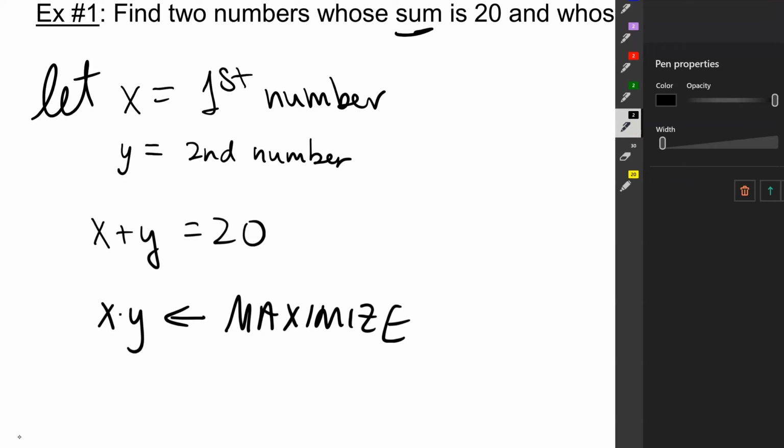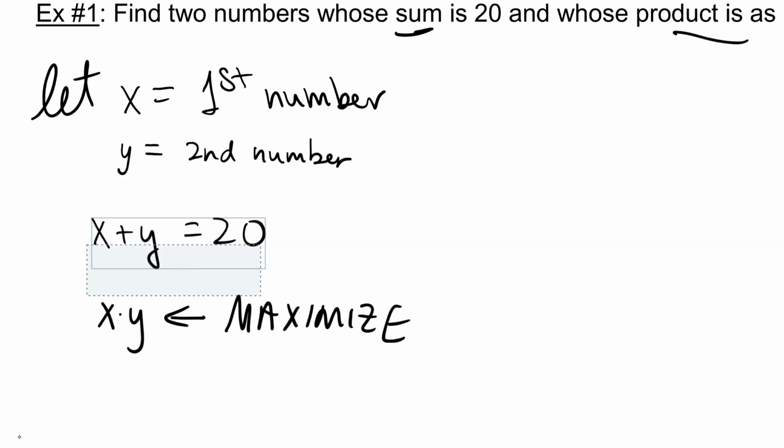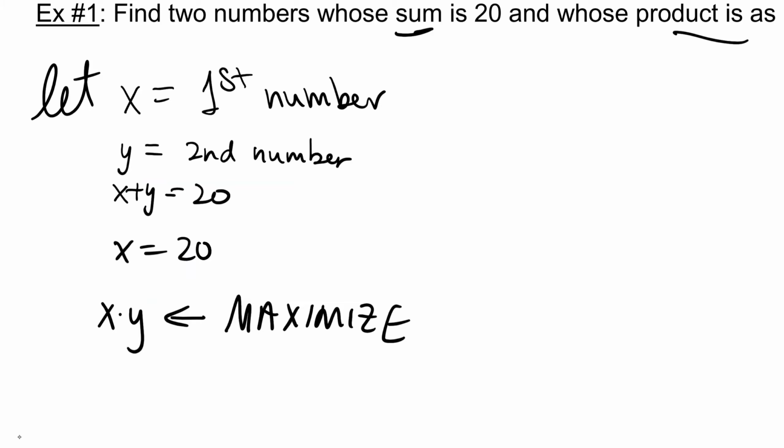Yeah, exactly. Just subtract. So if x plus y equals 20, and I want to get x by itself, you just subtract y from both sides. So x is equal to 20 minus y.